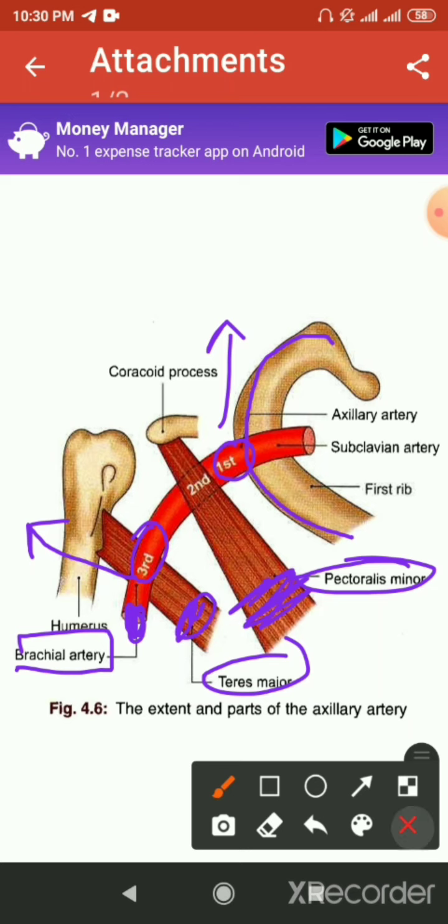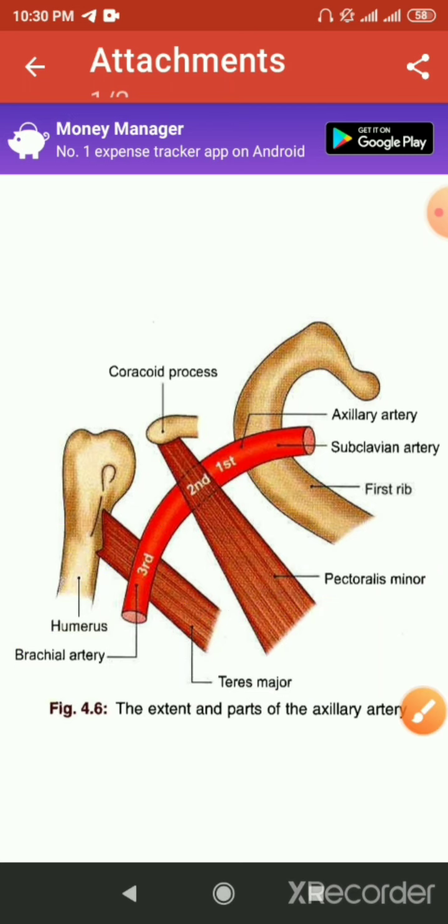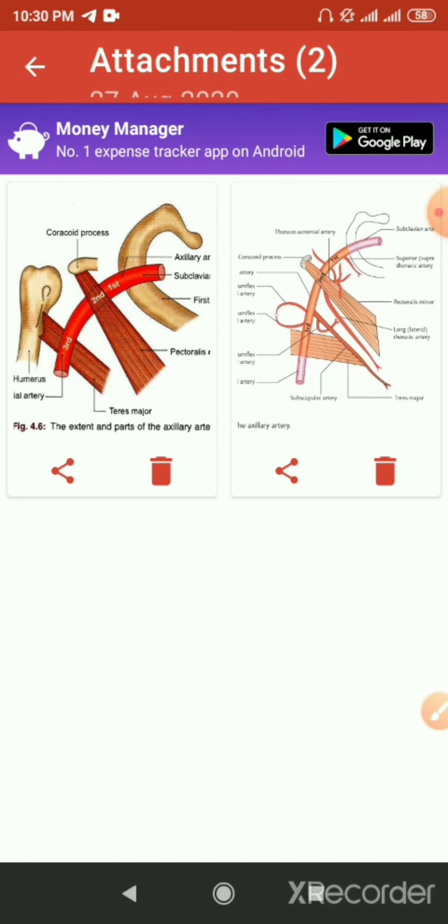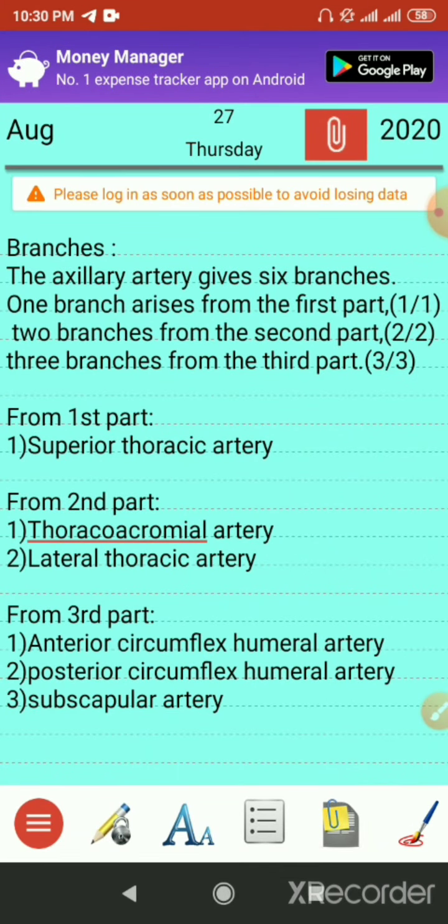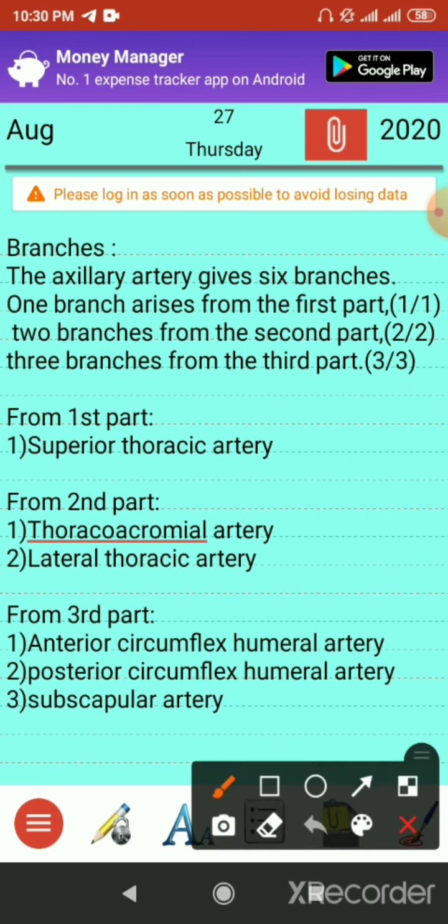Okay, now let's see what are the branches that come from the axillary artery. The axillary artery gives 6 branches. From the first part, 1 branch arises. From the second part, 2 branches arise, and from the third part, 3 branches arise. So we can remember by 1 for 1, 2 for 2, and 3 for 3. So let's see what they are. From the first part, the axillary artery gives the superior thoracic artery.